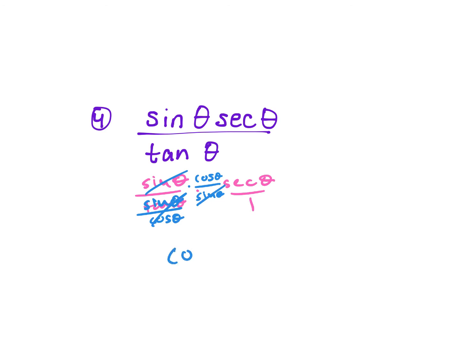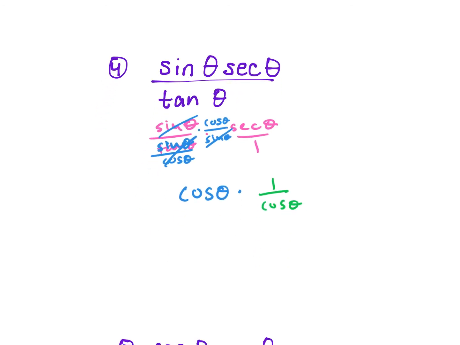So this is just cosine times secant, which secant I can change to be 1 over cosine. And then they cancel. If I have a cosine on the top and a cosine on the bottom, this would be 1. The way I did this was right from the beginning. I changed everything to be in terms of sine and cosine, and then I did keep change flip and did the same thing. Any questions here?